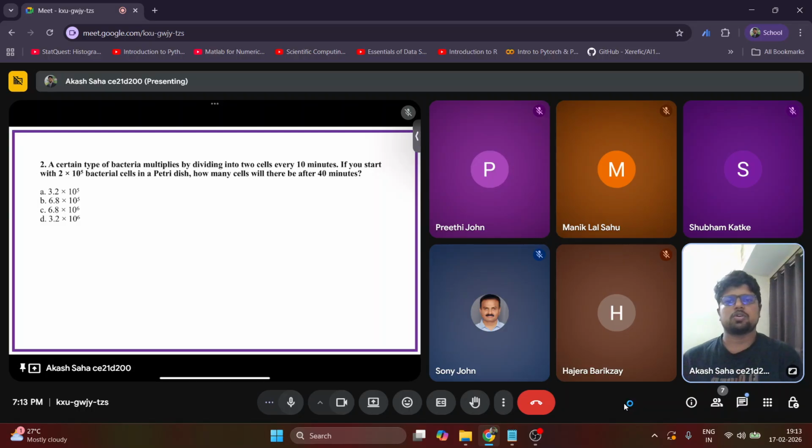So the doubling time is around 10 minutes for the bacteria. And for the initial concentration, we have something around 2 into 10 to the power 5 bacterial cells. And it is asking how many cells will be there after 40 minutes. So please try it out. Even if you don't know the formula, it's a simple mathematical question. With the help of basic mathematics, you can solve this. It's kind of an aptitude problem.